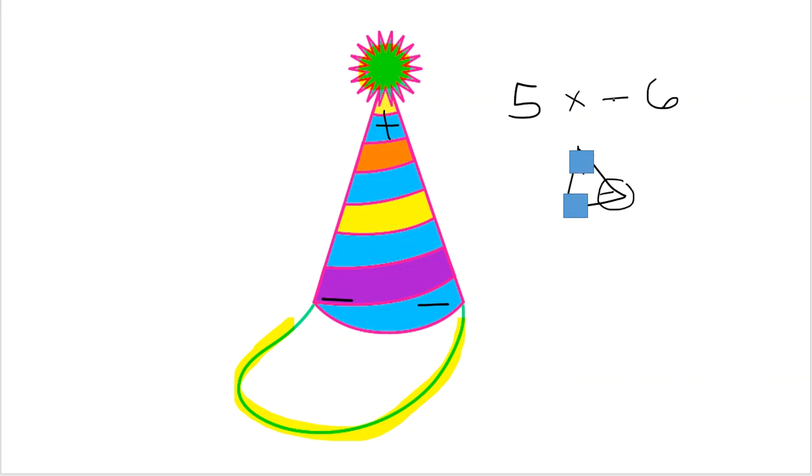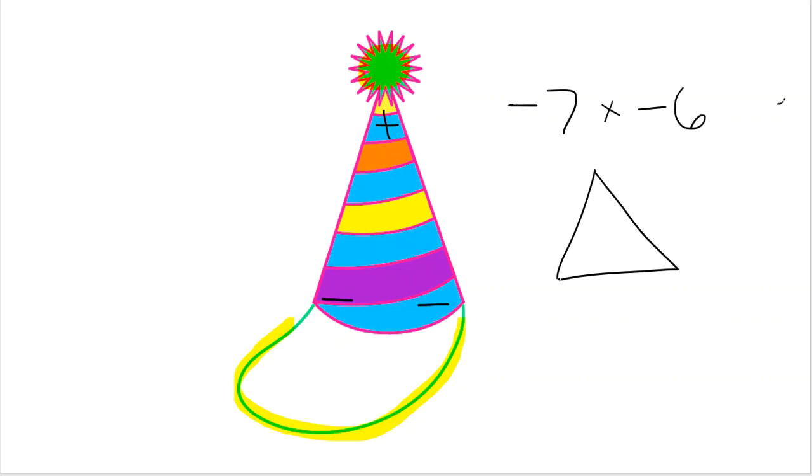So a positive 5 times a negative 6 would be a negative 30. Let's go ahead and look at the party hat method for another example. Okay, let's say we have a -7 times a -6. So we have our little party hat here. Remember, this is the negative part of the hat and this is the positive part of the hat.